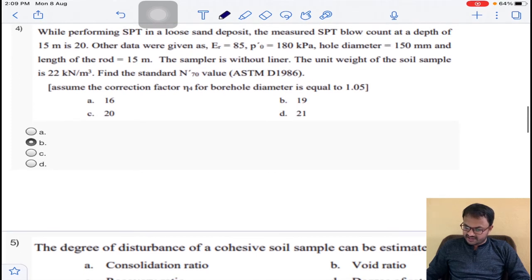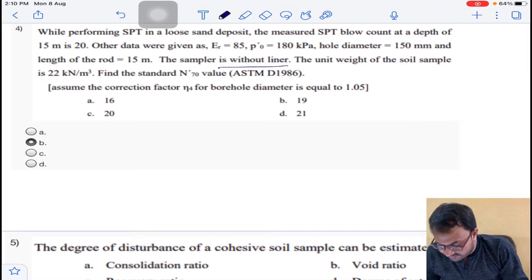And now, some lengthy question he has given. Sometimes it is not that important. In question number 4, while performing standard penetration test in loose sand deposit, the measured SPT blow count at a depth of 15 meter is 20. Other data were given like ER and P0, hole diameter and length of the rod. The sampler is without liner. The unit weight of the soil sample is 22 kilonewton per meter.